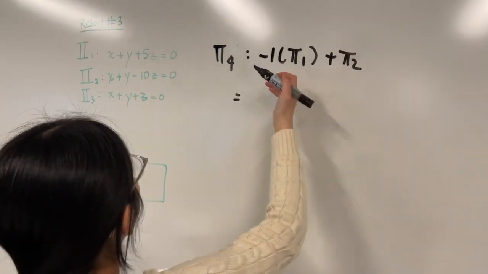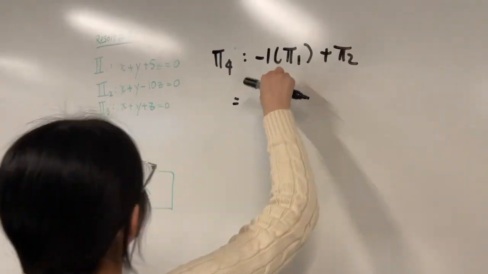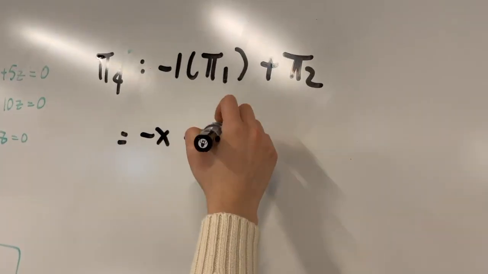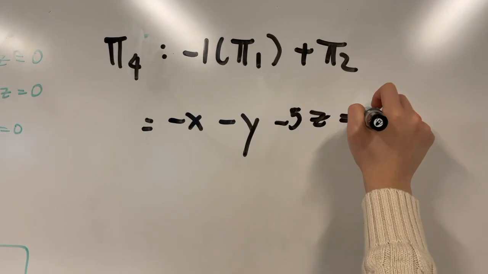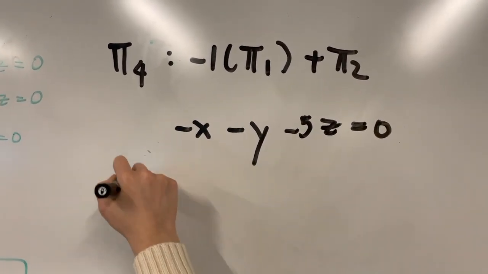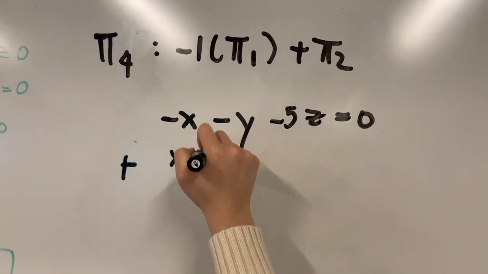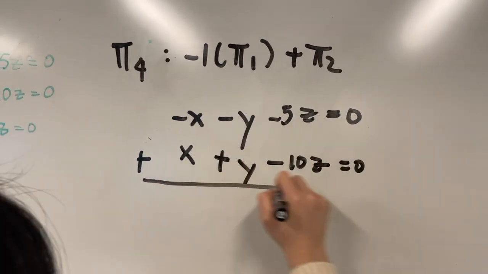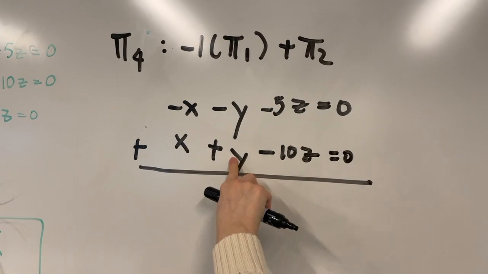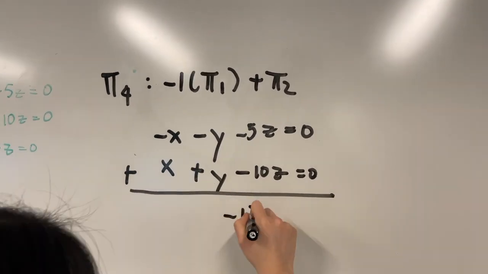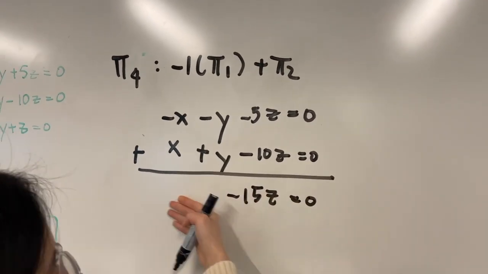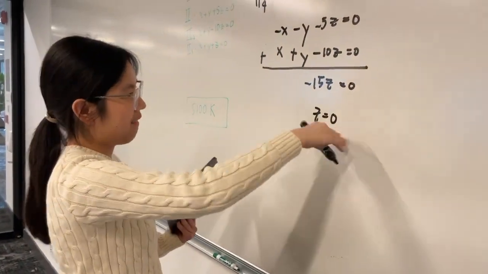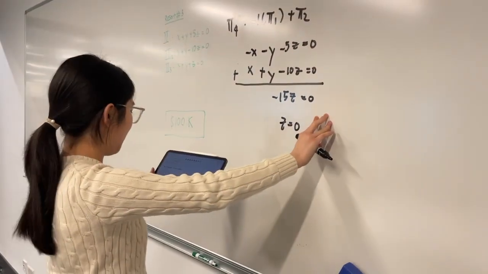So basically, when you multiply -1 to plane 1, you get -x minus y minus 5z equals 0, and then you add the second plane, which is x plus y minus 10z equals 0. So you eliminate x and y, but then you get -15z. This is very convenient because now you know that z is equal to 0, because that is the only valid value for this equation.